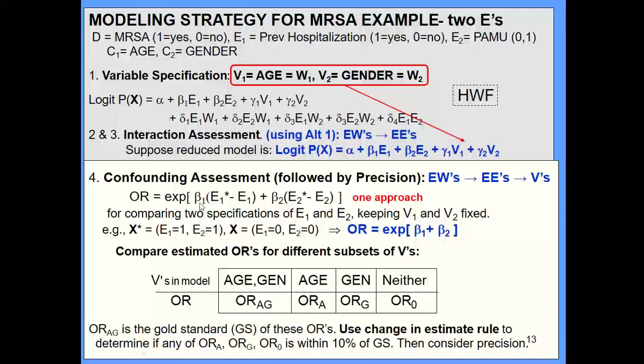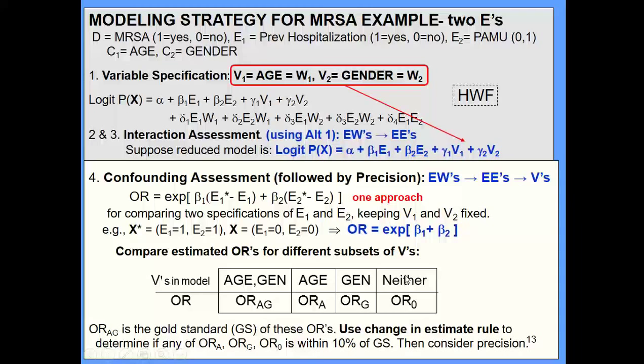Now, what I would do is compute this odds ratio when I control for age and gender, when I control for just age and not gender, just gender without age, and when I control for neither. I'd be getting 4 odds ratios. You follow? I'm not sure if you follow this. The gold standard odds ratio is the one that you get when you fit the model and use beta 1 hat and beta 2 hat for the model that contains both of them in there. And then the other models are models that only have age or only have gender or have neither.